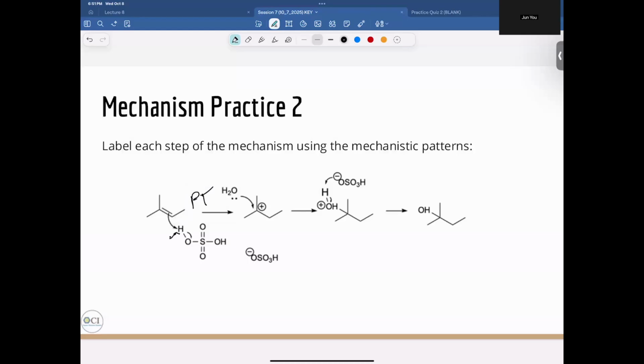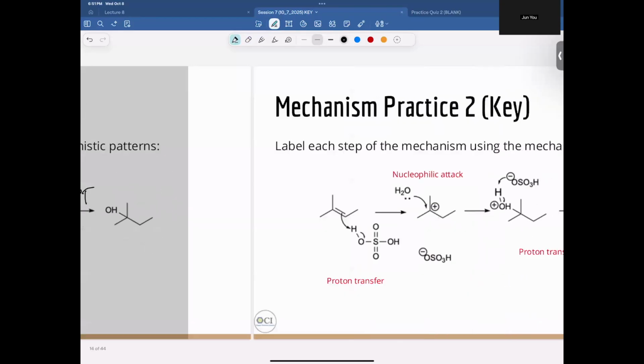And then in this next step, we see an oxygen that is electron rich. It has those lone pairs. It's going towards an electron deficient spot. It's a nucleophilic attack. And then this last step, do we know what that's called? Proton transfer. Yes, the proton is shifting to another molecule. Seems like you are getting this.